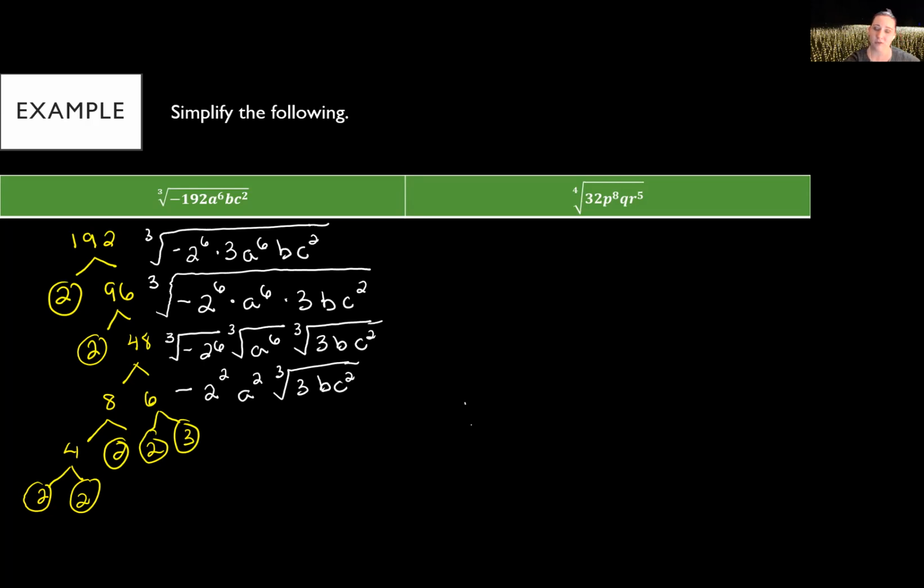So now I'm going to actually square that too. 2 squared is 4. So I'm going to get a negative 4a squared. And then I have the cube root of 3bc squared. And that is our simplified answer there.